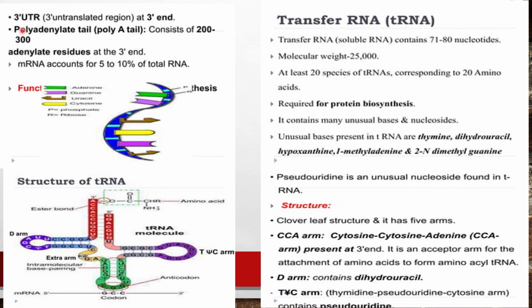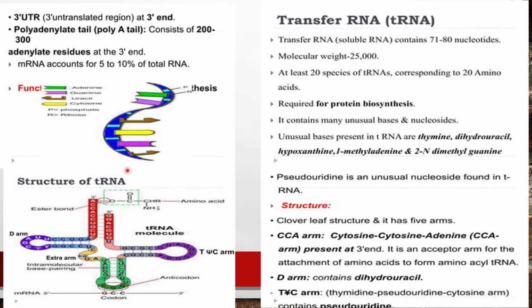There is a 3' UTR, or 3' untranslated region, at the 3' end. Then a polyadenylate chain is also available, which consists of 200 to 300 bases. It is also known as the poly A tail. So these adenylate residues are present at the 3' end. Messenger RNA accounts for 5 to 10% of total RNA.